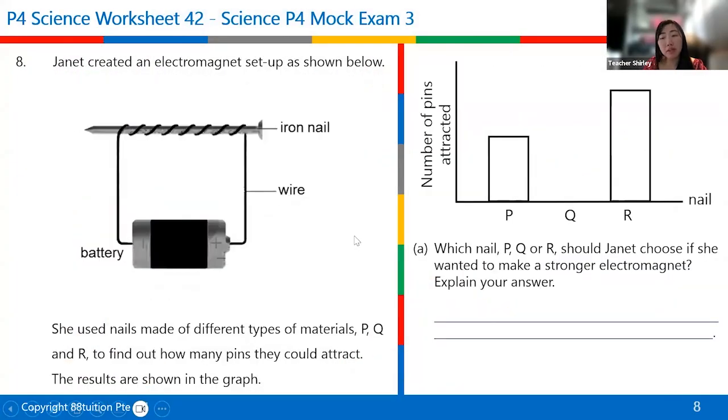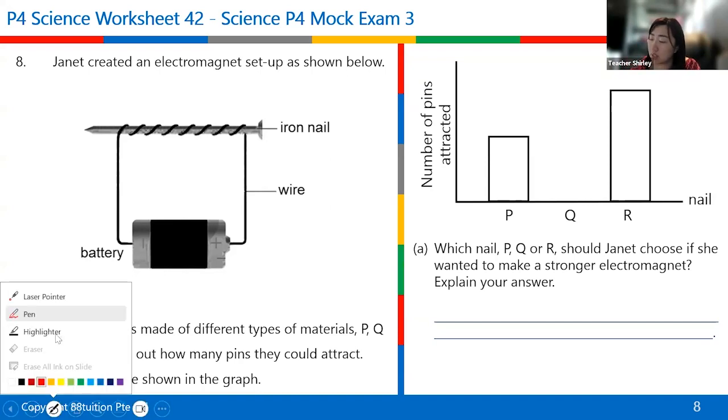We're going to continue with our open-ended questions before we end off the day. The next lessons onwards will all be preparatory lessons for P5 already. Okay, now let's have a look at this one, another P4 topic on magnets. Janet created an electromagnet setup as shown. She used nails made of different materials to find out. Okay, this one will tell us the aim of the experiment.